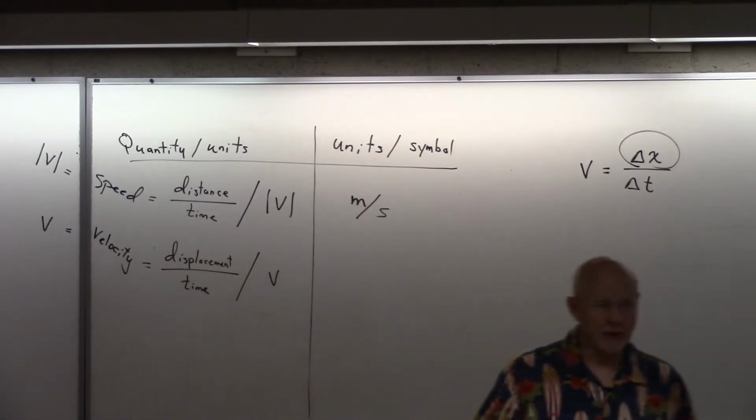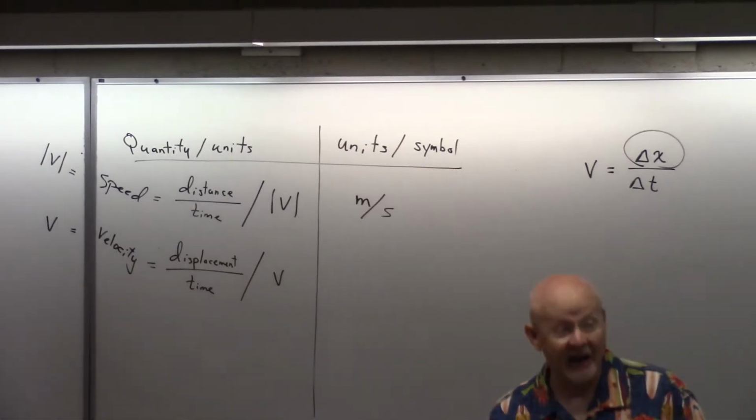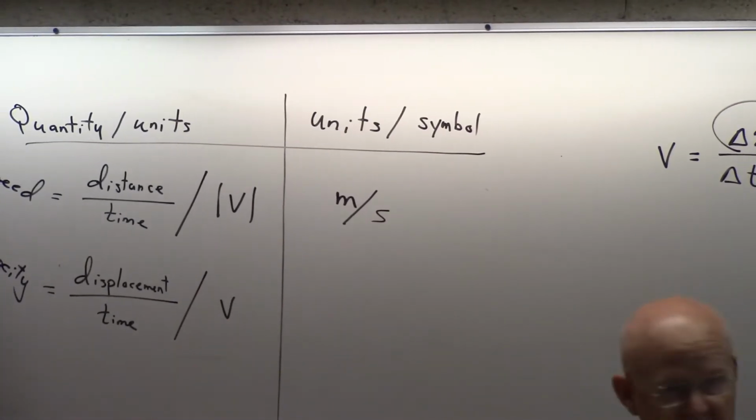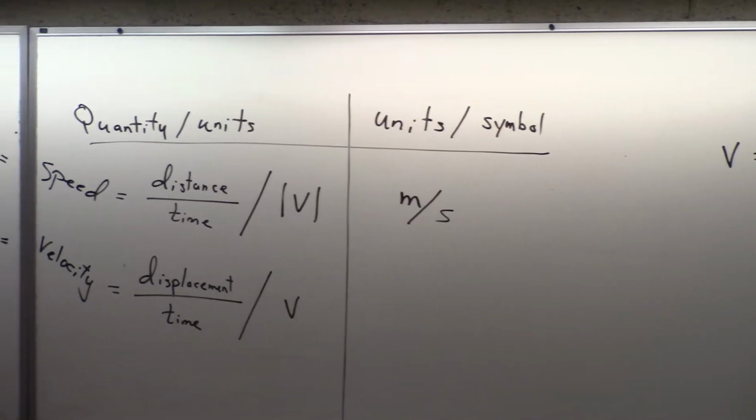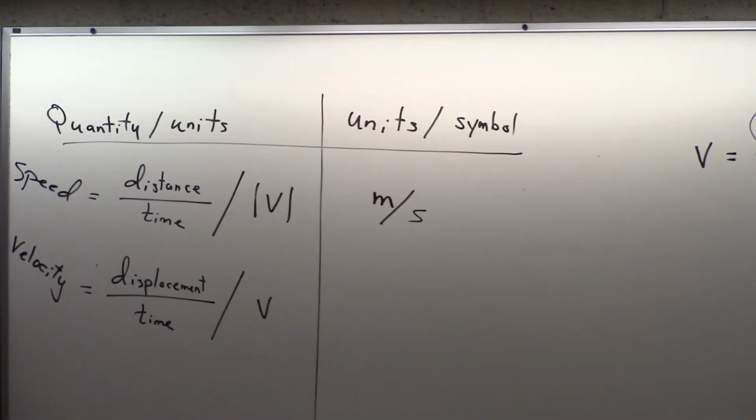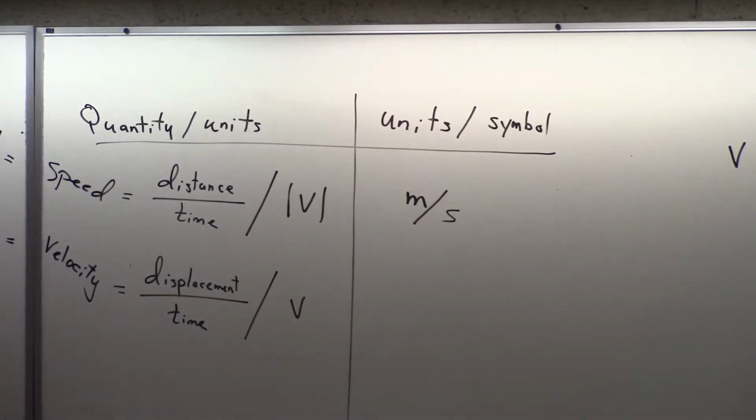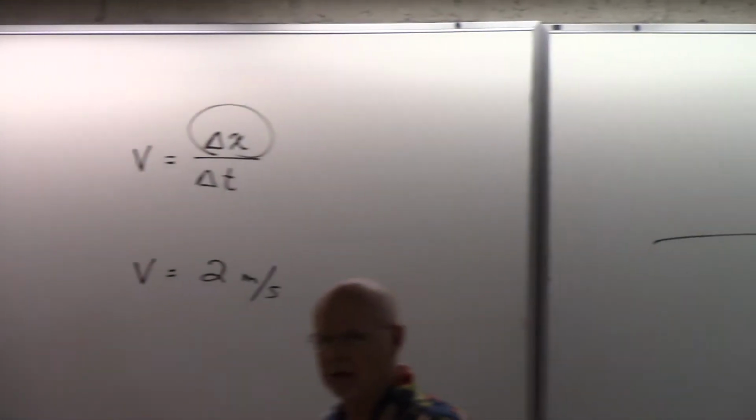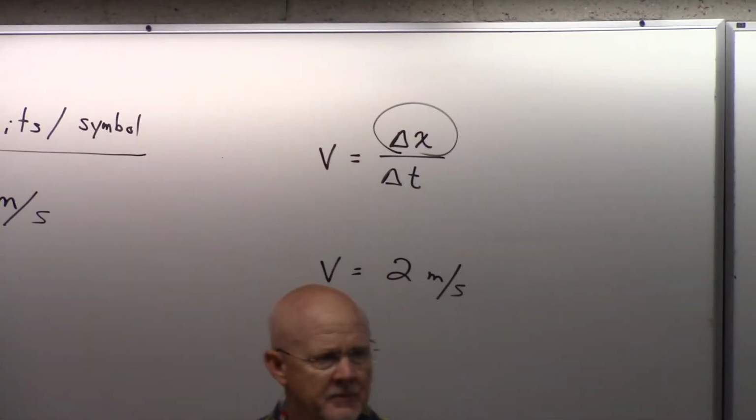Most of you probably think in terms of miles per hour, or maybe even kilometers per hour, because that's normally how we have our car speedometer, but they're talking about then a bigger distance and a bigger amount of time, but it's still the same idea. It's a distance per time. So if I told you something like the speed of a car is 2 meters per second, what does that mean to you?